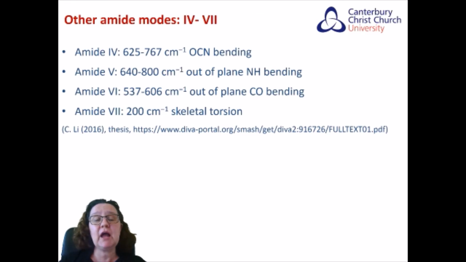There are other amide bonds of less usefulness, 4 to 7, that depend on various bending modes, and even one around 200 inverse centimeters that is looking at the torsion of the protein skeleton. But in general, amide 1 and 2 are by far the most useful ones. And all the examples I'm going to give you on how to use infrared spectroscopy to study protein form and function are based on those two modes.